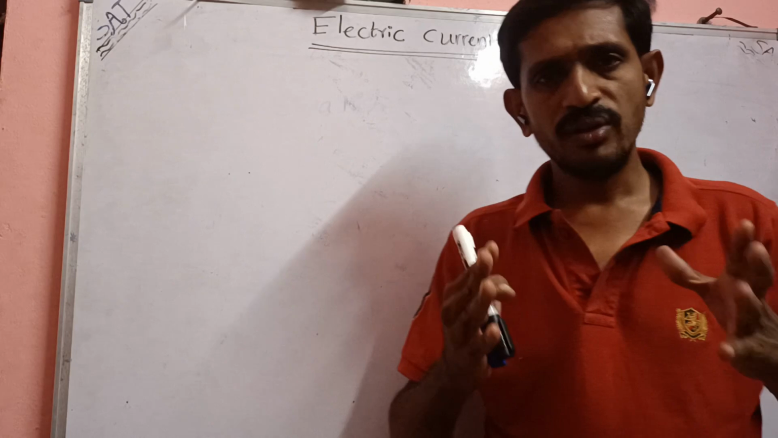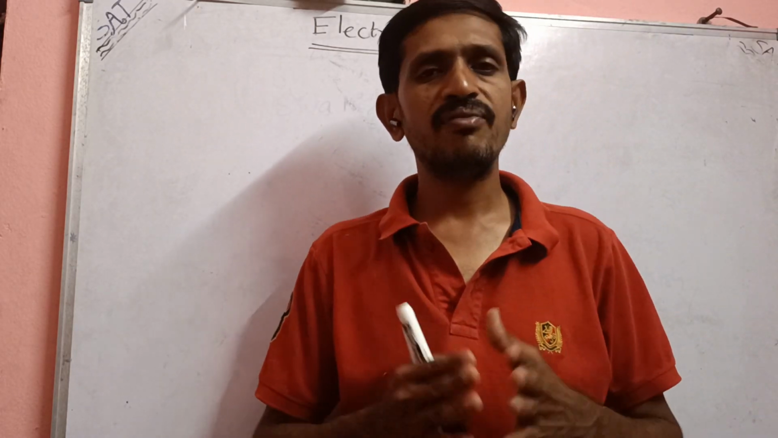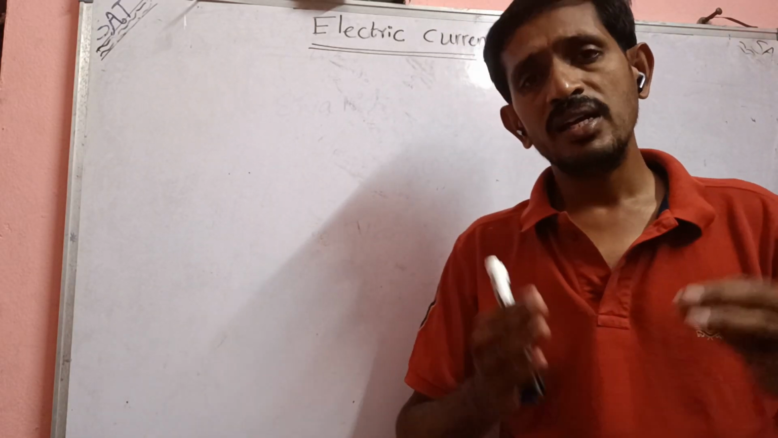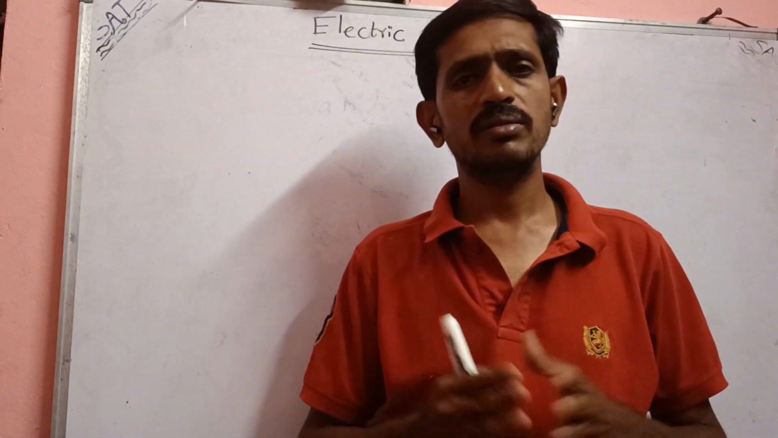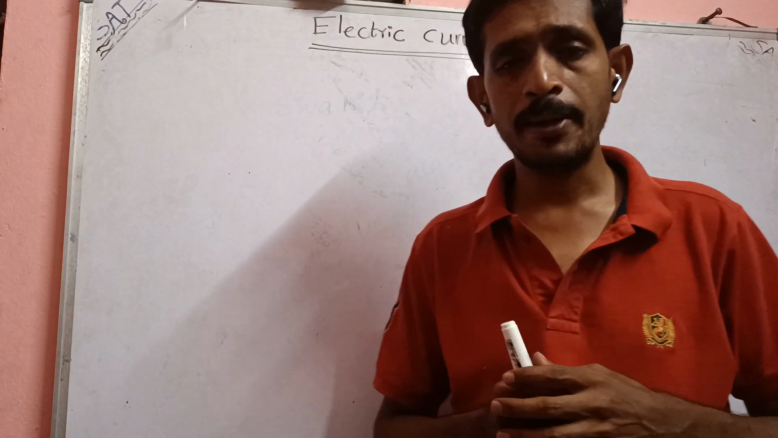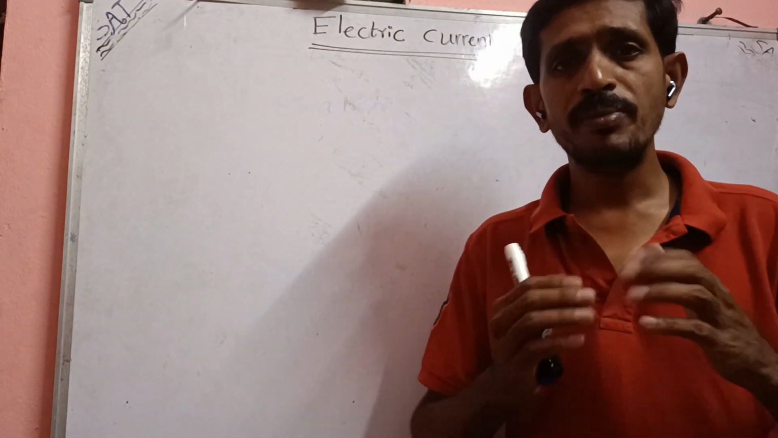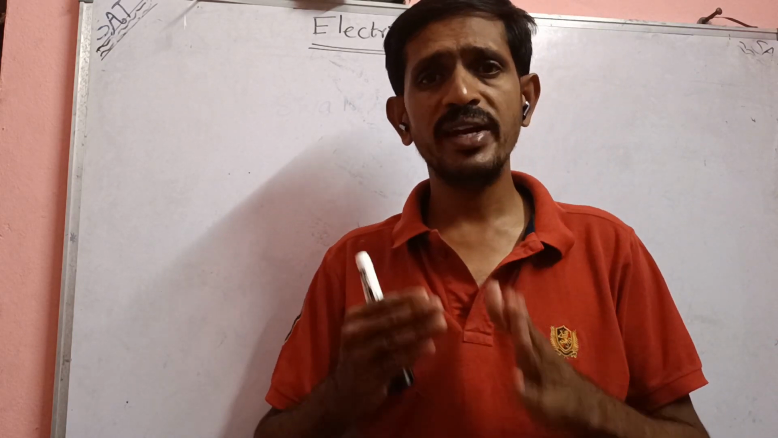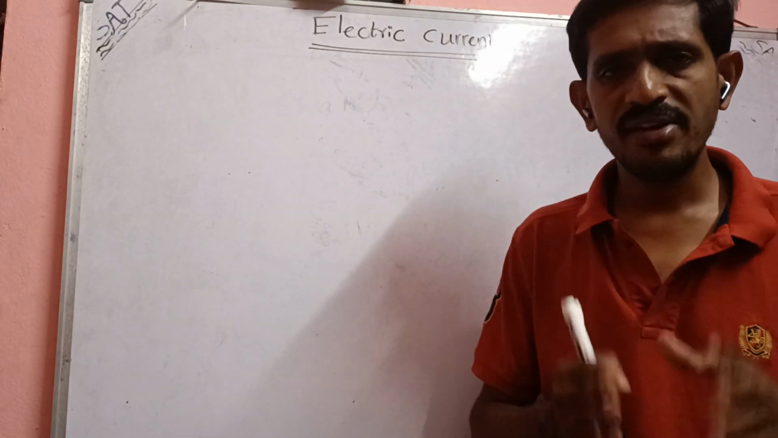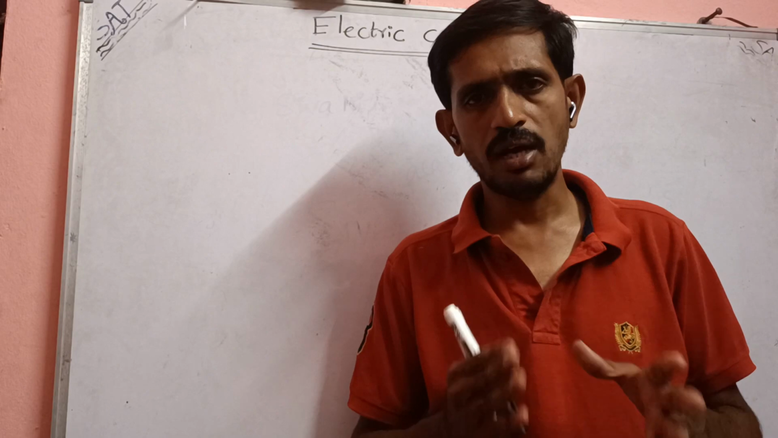Actually, current is the flow of charge. The main root cause for electric current is the electron, which is the movement of charge. So where do we get this electric charge? Everything we are going to learn in this chapter.